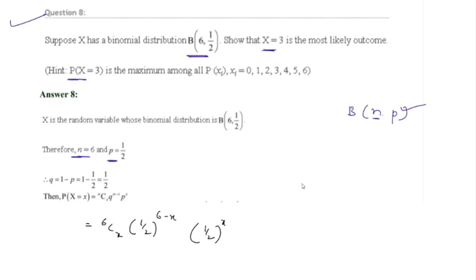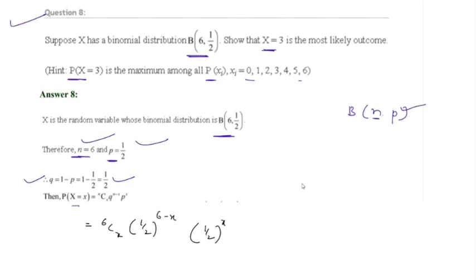P(X = 3) is maximum among all P(X = xi), where xi equals 0, 1, 2, 3, and so on up to 6. So X is the random variable whose binomial distribution is given, that is B(6, 1/2). Therefore n equals 6 and p equals 1/2, already given in the question itself. The value of q we can find easily: q equals 1 minus p, 1 minus 1/2, which equals 1/2.